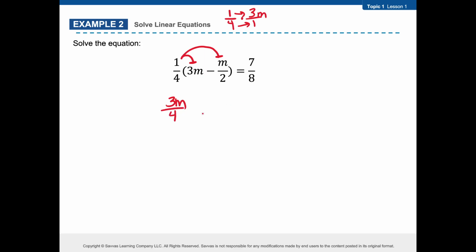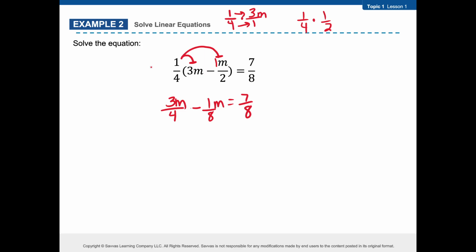You can also put the m on the side. Positive times negative, negative, again you can put a 1 in front of that variable, and again 1 over 4 times a 1/2, nothing to simplify here, so 1 over 8 m equals 7 over 8.